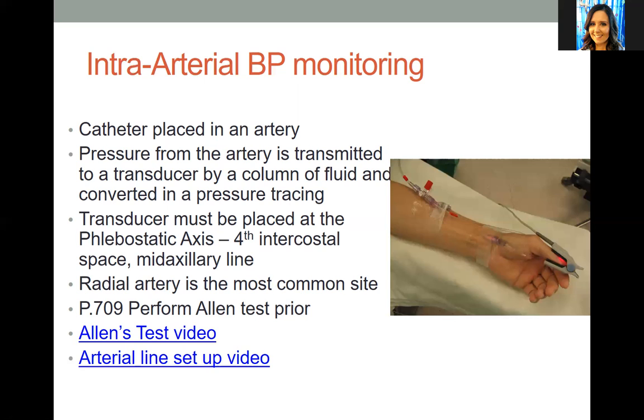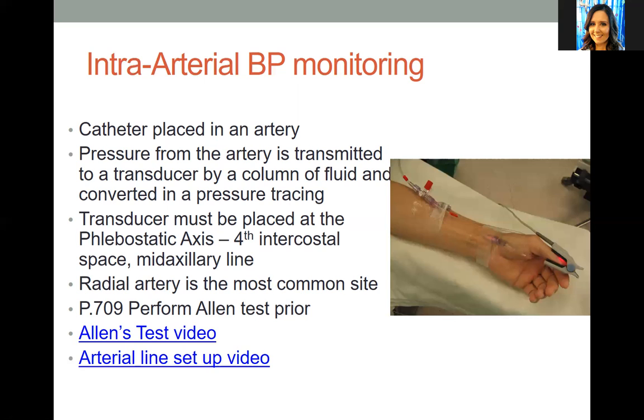When we talk about our pressure lines, the tubing that hooks to them is a little bit stiffer than your traditional IV tubing because we're having to measure pressures, so it needs to be stiff and not bend quite as much. They also have transducers.